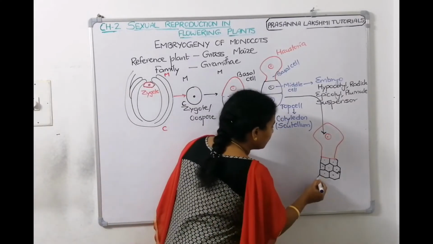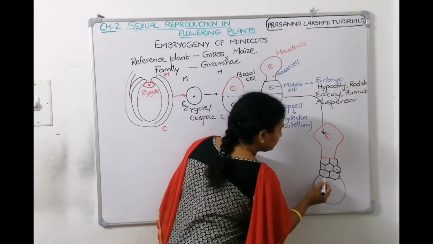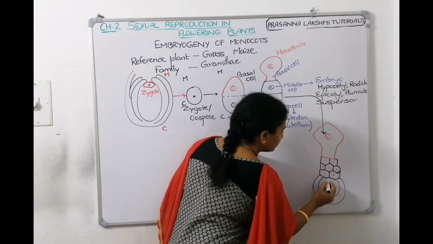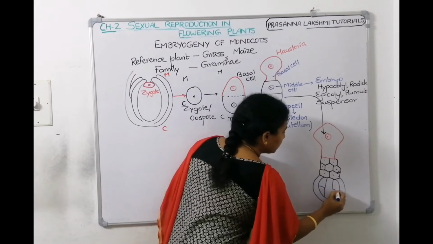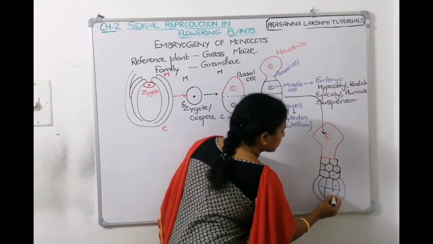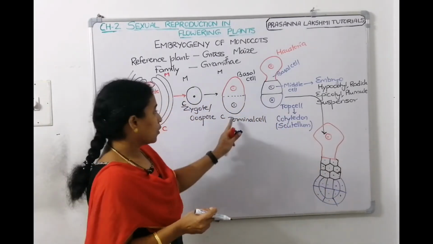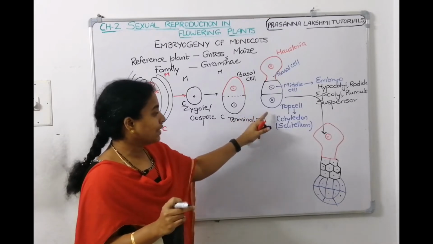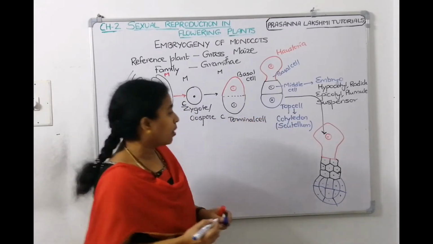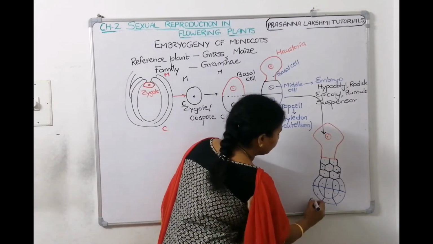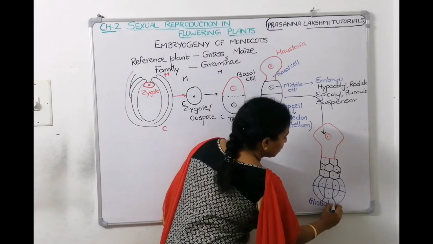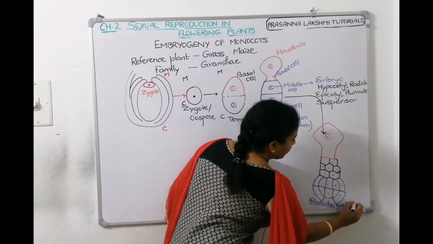The top cell also divides, and if you see here, this is called a globular embryo. Now what is this called? This is called 2-cell proembryo, this is called 3-cell proembryo, and this is called a globular proembryo. I am writing it here. This is called a globular proembryo.